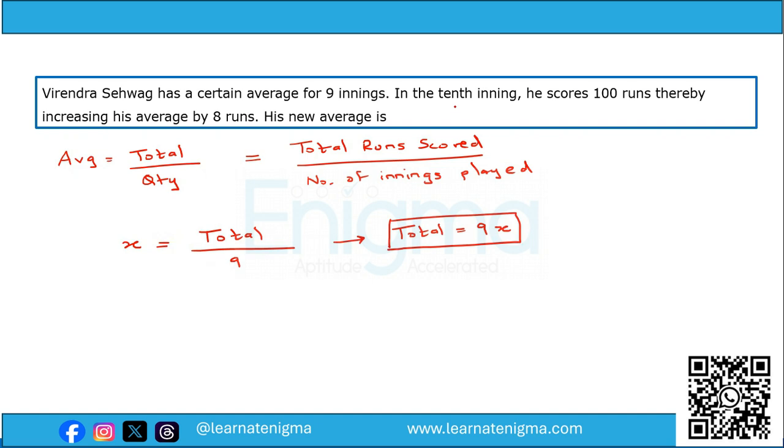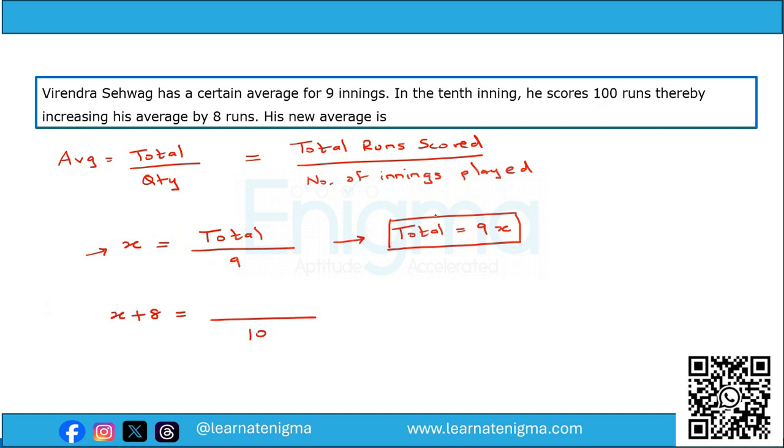Now, in the 10th inning, he scores 100 runs, thereby increasing his average by 8 runs. So, initially his average was x. Now, the average has increased by 8, so x plus 8. Now, the number of innings he has played becomes 10.